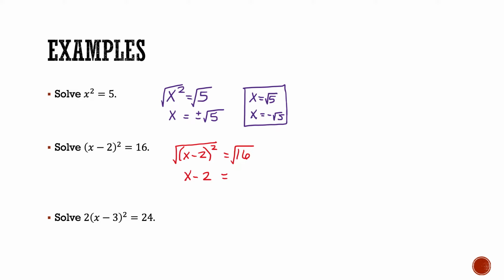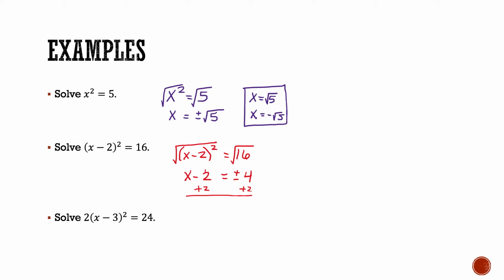When you take the square root of 16, we know that we get 4, but we need to remember that that 4 can either be positive or negative. And then finally, solving for x, the last step is going to be adding 2 to both sides of the expression.